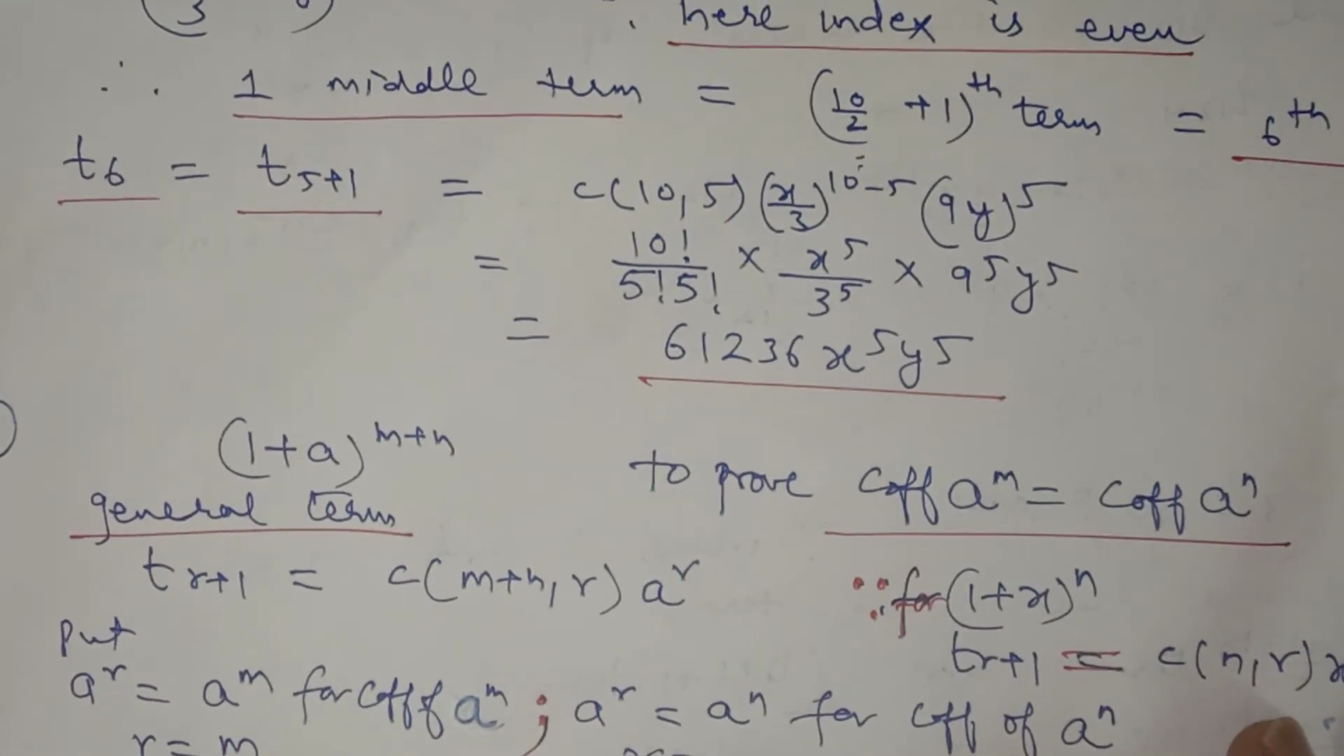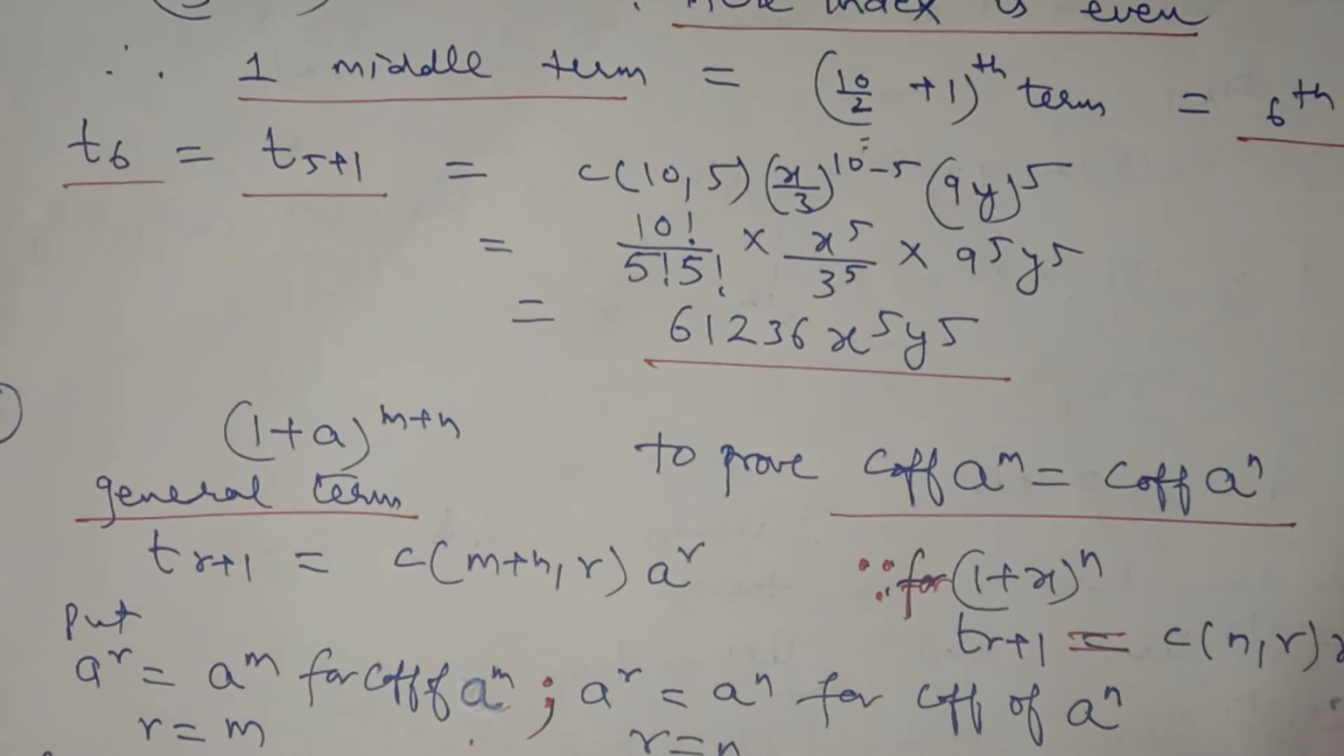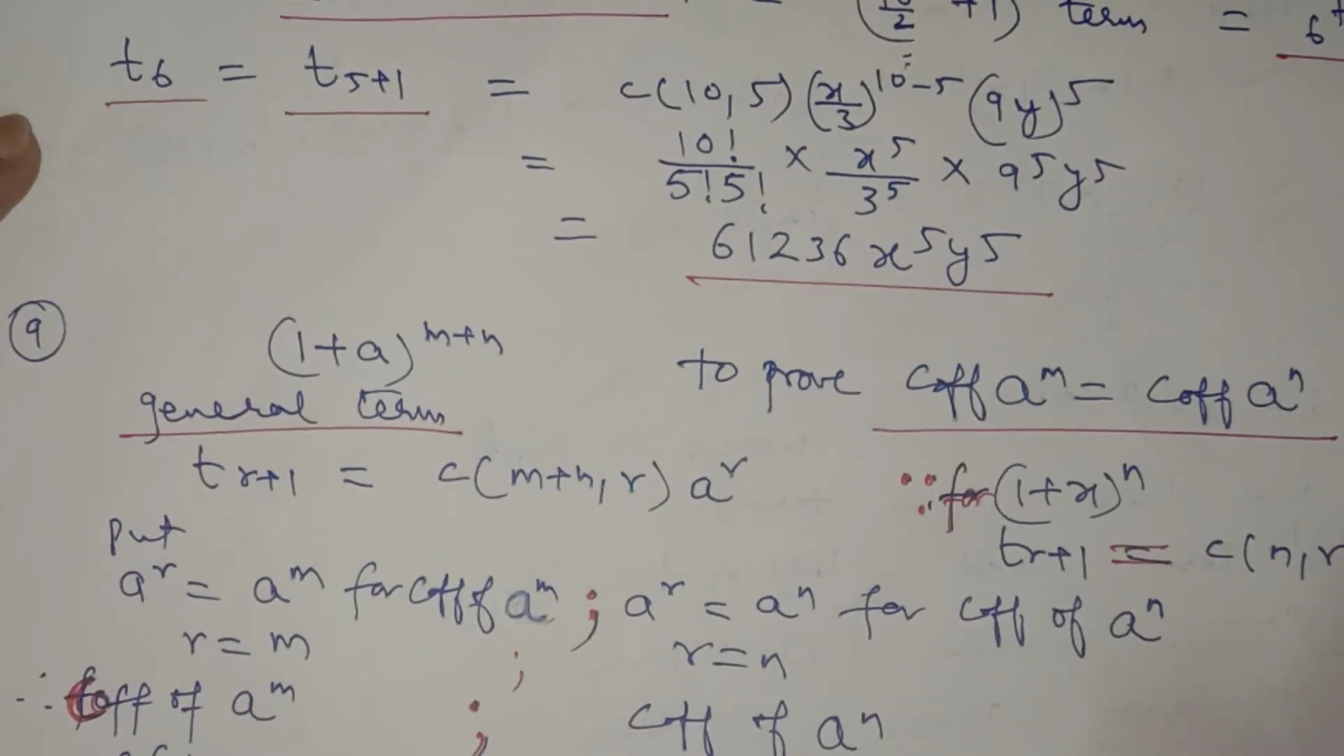So this is up to question number 8. We have learned to find the middle term, any term of the binomial expansion, the coefficient of any term, and the general term of the binomial expansion. Now in question number 9, read it very carefully.